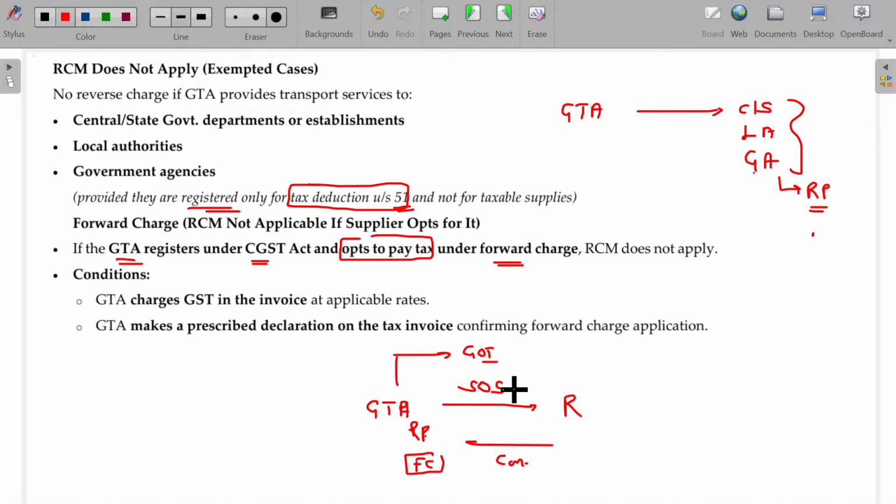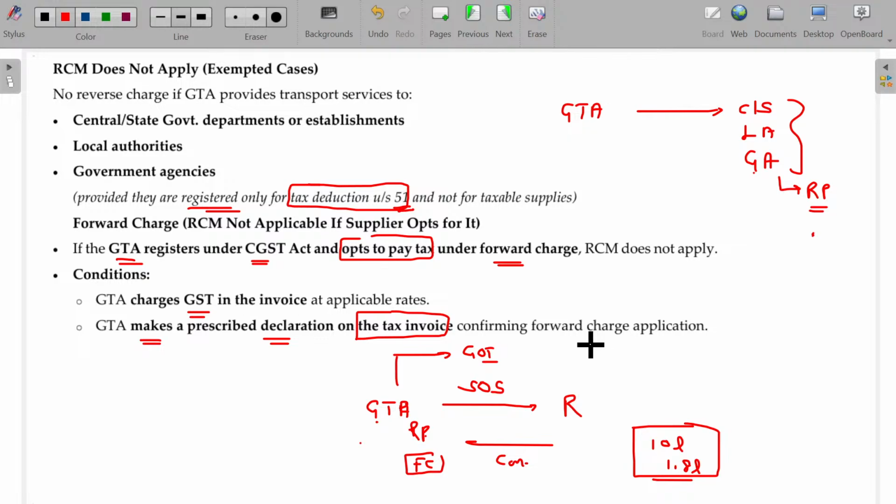In all other cases, we have not seen such an option, but in this case, we are able to discuss that another option also. Okay, condition, GTA charges GST on the invoice while billing. Supply of services may be 10 lakhs and GST on that being 1.8 lakhs. That's how registered person, the GTA raises the invoice, then it's okay. And GTA makes a prescribed declaration of the tax invoice and confirming forward charge application. So he has to state that I'm going to use the forward charge only. If he says so, then forward charge will be applicable. RCM is now not applicable in this case. Is that clear?